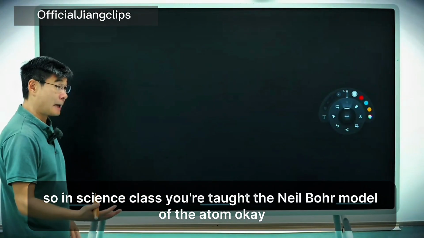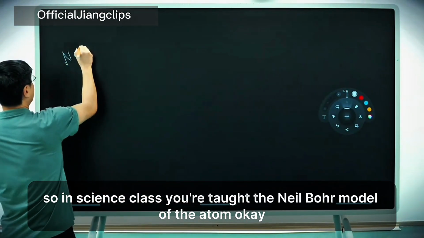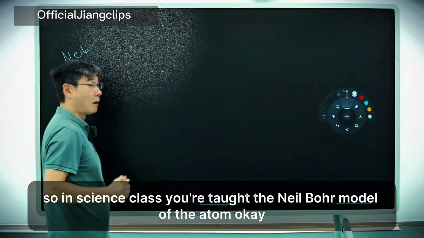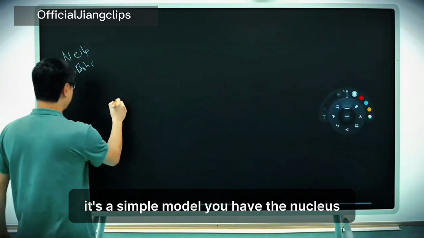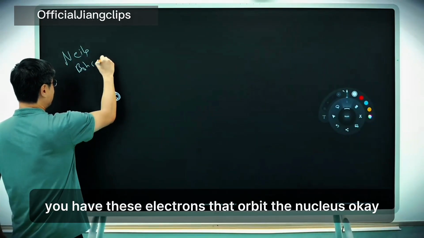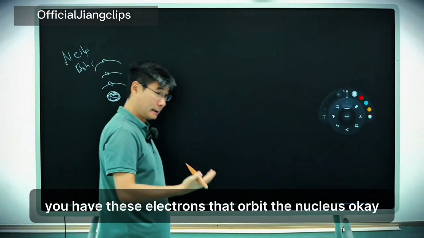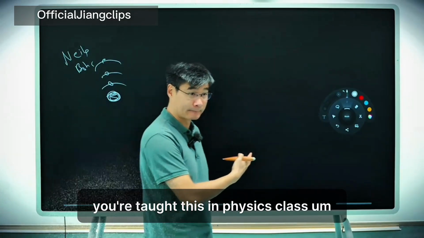Okay, so in science class, you're taught the Bohr model of the atom. Okay? It's a simple model. You have the nucleus, and then around the nucleus, you have these electrons that orbit the nucleus. Okay? You're taught this in physics class.